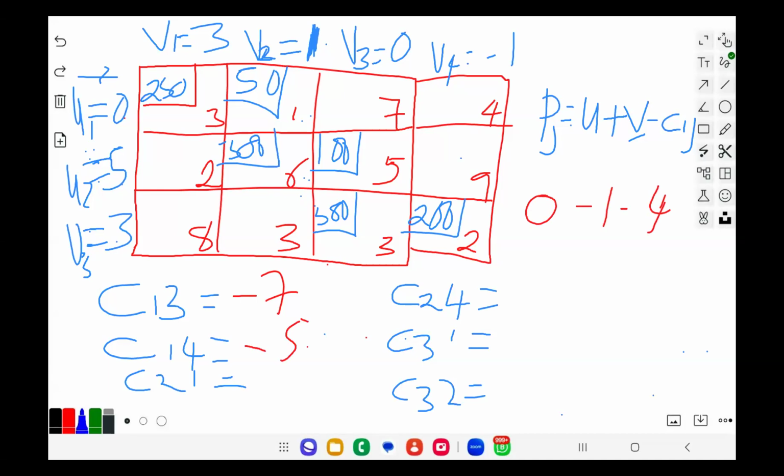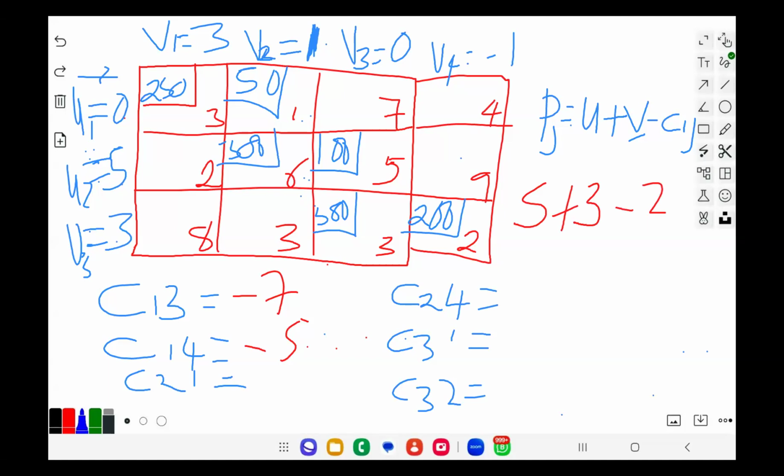And again, you will go to the next number here, which is C24. Or C21. C21, which our U is 5 here. Our V is 3, -2. What number do you find? C21. Which one is C21?